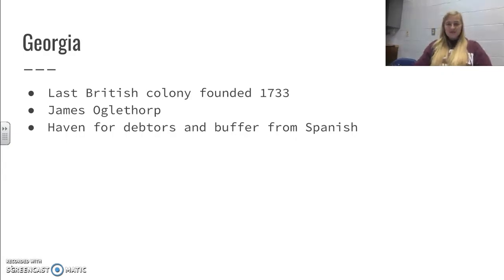Georgia is the last colony founded in 1733. It was founded by James Oglethorpe, which is a really fun name, Oglethorpe. And it was created as a place for debtors to go, a debtor colony, as well as a buffer state, because remember, the Spanish have Florida. And so they created this colony where we send our poor people between South Carolina and Florida as a buffer.